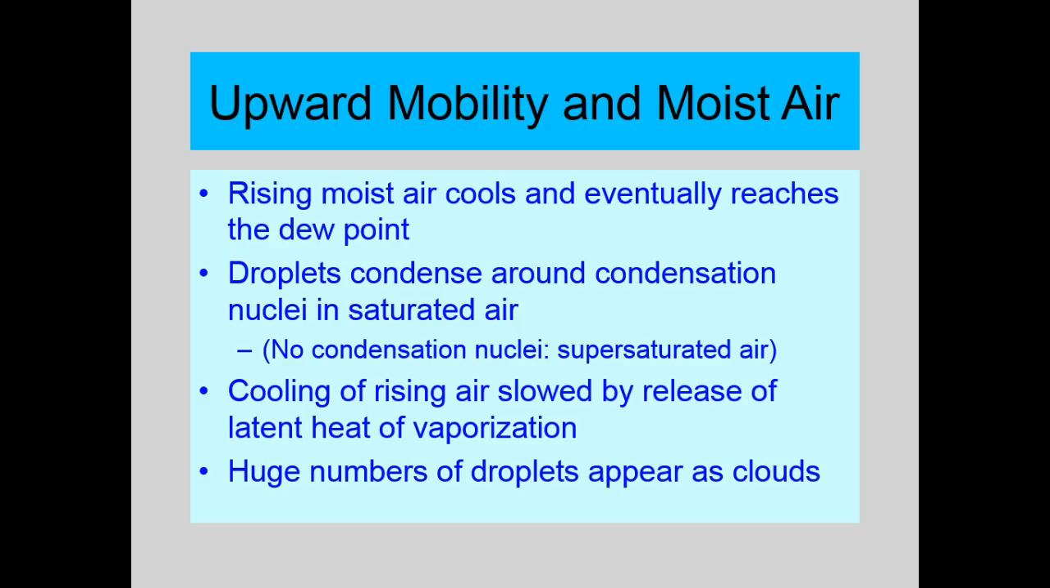So, the rising moist air cools, eventually reaches its dew point. The droplets condense around these things called condensation nuclei in the saturated air. Now, if you don't have these condensation nuclei, we'll talk about those in a minute, actually, the air can become supersaturated. And then any influx of something, you can really have some major storms going on then. Especially if the air is moving up rapidly, ooh, it could be bad.